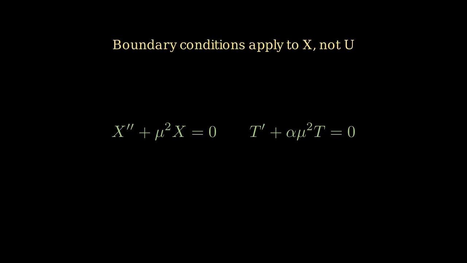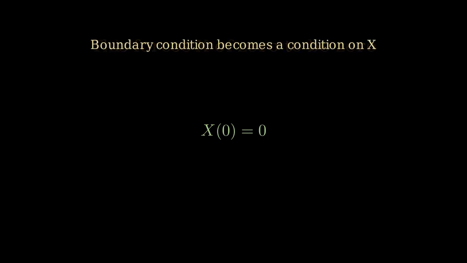It is very important to know that boundary conditions are always applied to X, never directly to u. Here is why. Consider u of 0 and t. By our assumed form, this equals X of 0 times T of t. If the boundary condition tells us this must equal 0 for every value of t, then, since T of t is not always 0, it forces X of 0 to equal 0. So the boundary condition transfers directly onto X, giving us a condition purely in terms of x.